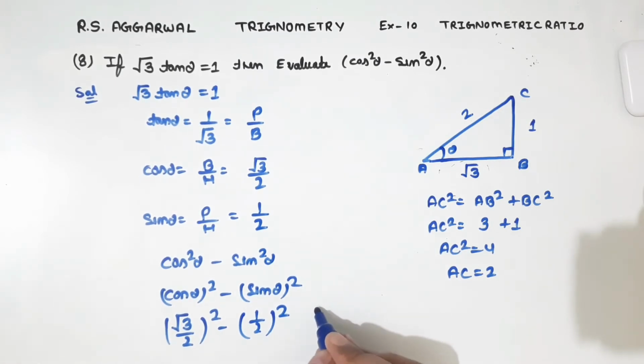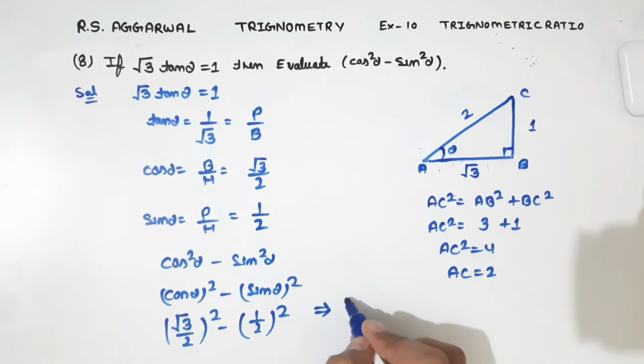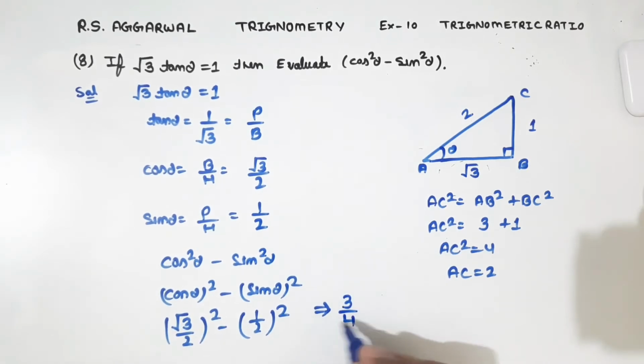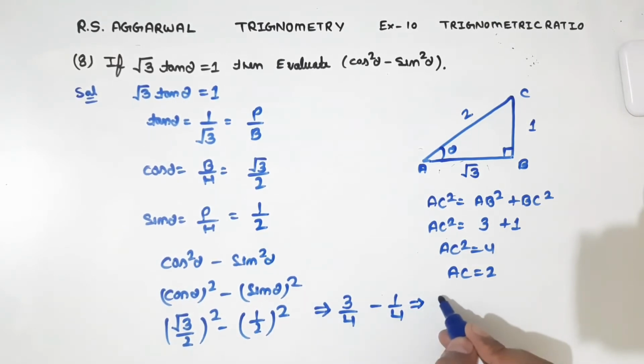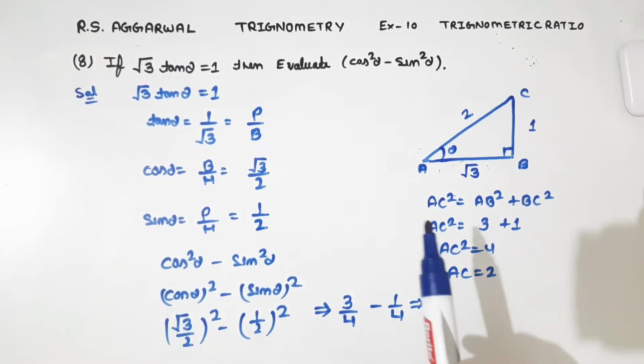So from here under root 3 upon 2 whole square will be 3 upon 4, and 1 upon 2 whole square will be 1 upon 4. So that will be equals to 1 upon 2. So this is the value of cos square theta minus sin square theta.